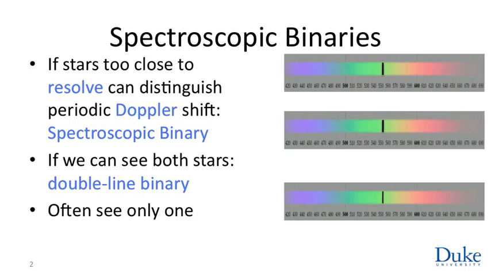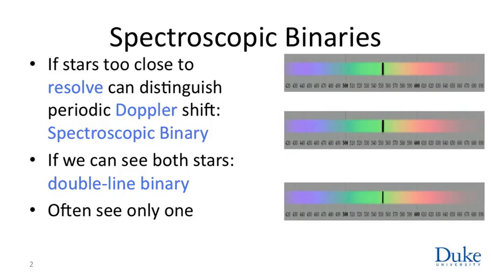What this will give us is a periodic Doppler shift. If you look at the spectrum, there will be some of the lines that will be blue shifted and some others will be red shifted, and then the roles will exchange. So we'll find a periodically shifting Doppler shift.